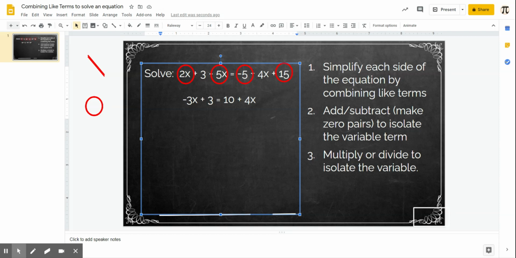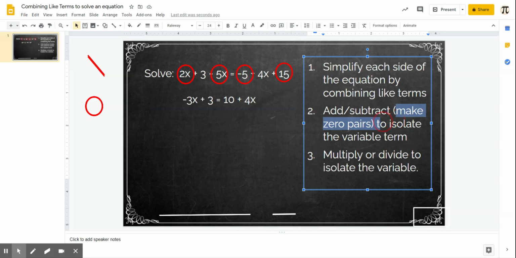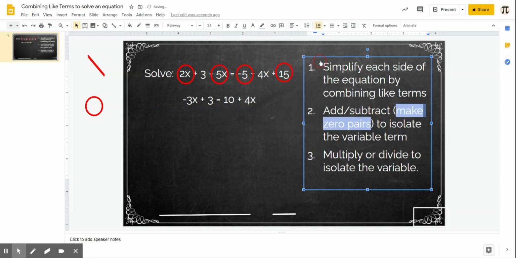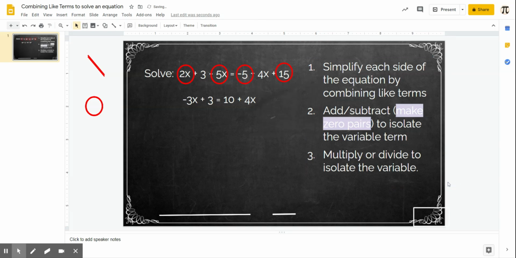So number 2 says add or subtract to isolate the variable term. Yes, addition undoes subtraction and subtraction undoes addition. However, I like to think of it more as making zero pairs. That makes a lot more sense to me, and it alleviates the question, how do I know if it's a subtraction sign or a negative sign?